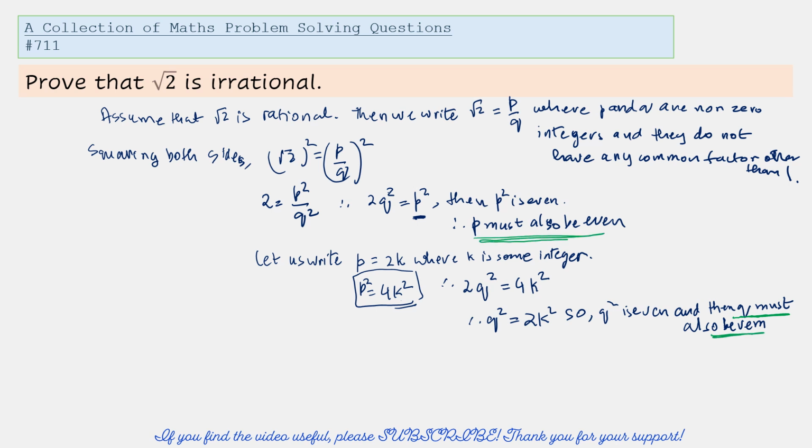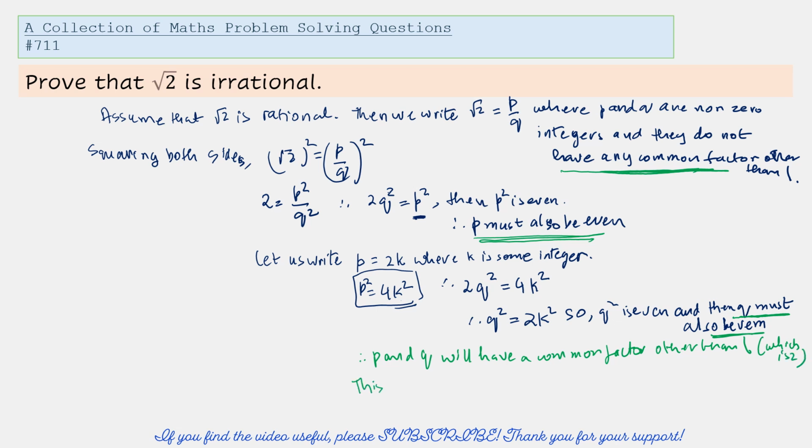So what we see here is that Q must be even, and we have said P must also be even. So if P and Q are both even, then they have a common factor other than 1, which is 2, because they are both even. So this is a contradiction.